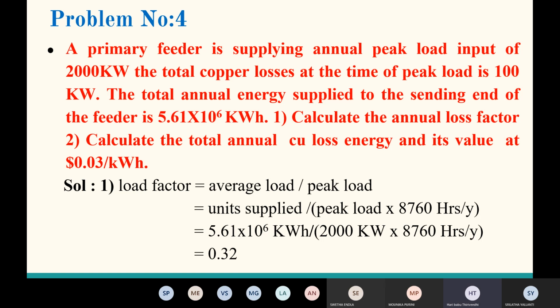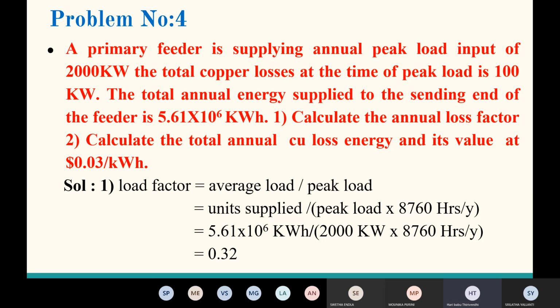So the number of units supplied is 5.61 into 10 power 6 kilowatt hour divided by the peak demand, or peak load, or maximum demand, whatever it may be. That is 2000 kilowatt multiplied by 8760. So the value is 0.32. Same as before, the load factor is 0.32 in the earlier problem also.